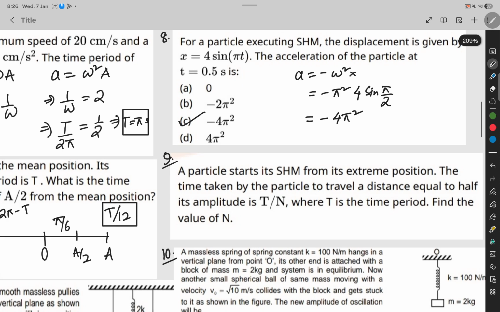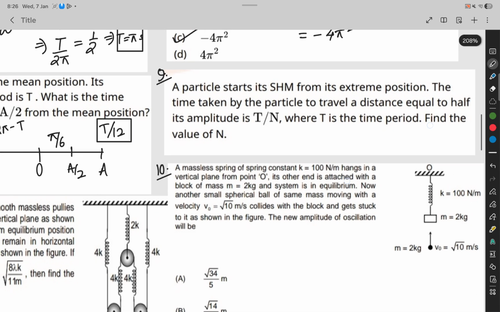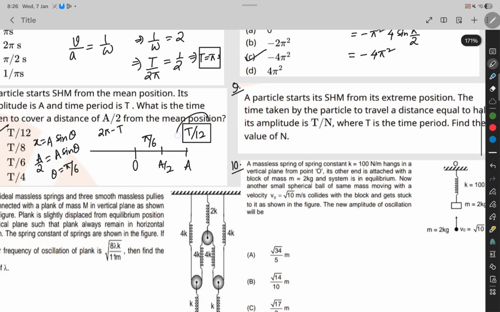Okay, now to the next question. A particle starts its ascent from the extreme position. The time taken by the particle to travel a distance equal to half of its amplitude is T by n. So this is what we did in this one, so that will be T by 12, so that will be 12 seconds, sorry, that will be 12.